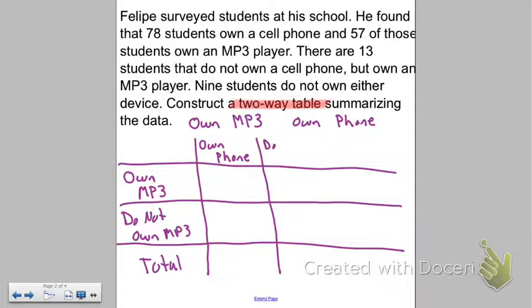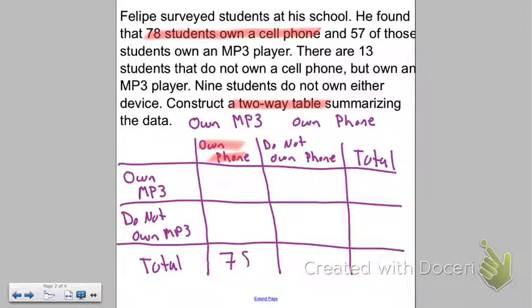students who do not own a phone, and then finally, my total. So I have my table created. Now I need to put in my information. I see that 78 students own a cell phone. So that doesn't say anything at all about the MP3 player. So I can go to students who own a phone. So students own phone here. And the total would be 78.